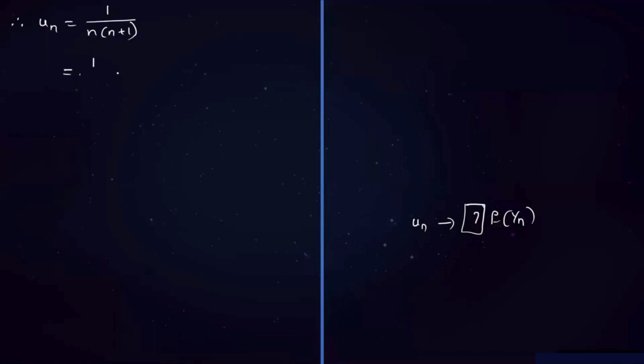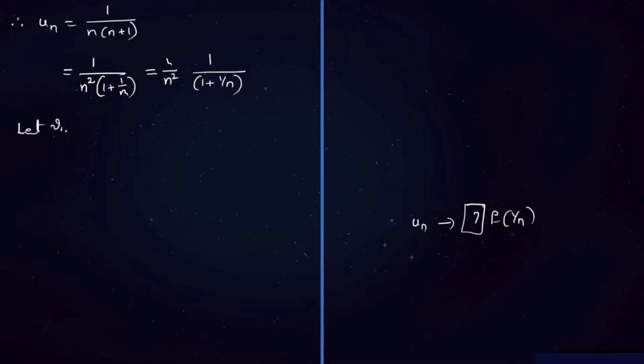There is already one n out of this. So if we take one more n common from this n plus 1, we are going to get a function of 1 by n. So I'm taking n common from this. It is n squared then, right? Already here is n, and when you take one more n common from that, it becomes n squared into 1 plus 1 by n. Right? So for my convenience, I can also write it like this: 1 by n squared into 1 divided by 1 plus 1 by n. Now this coefficient 1 by n squared, I'm taking as Vn. Let Vn equal 1 by n squared.